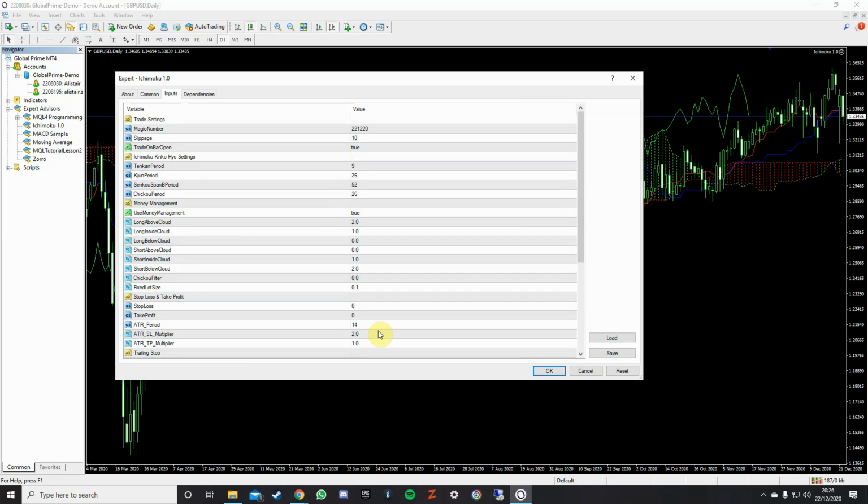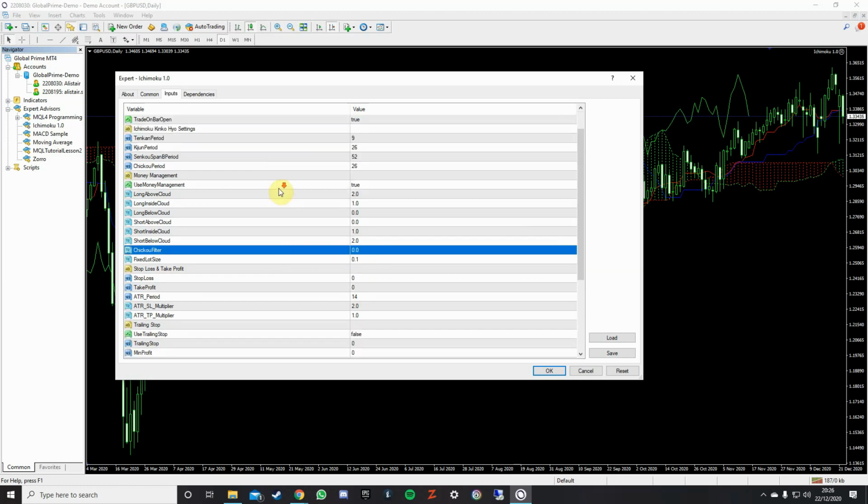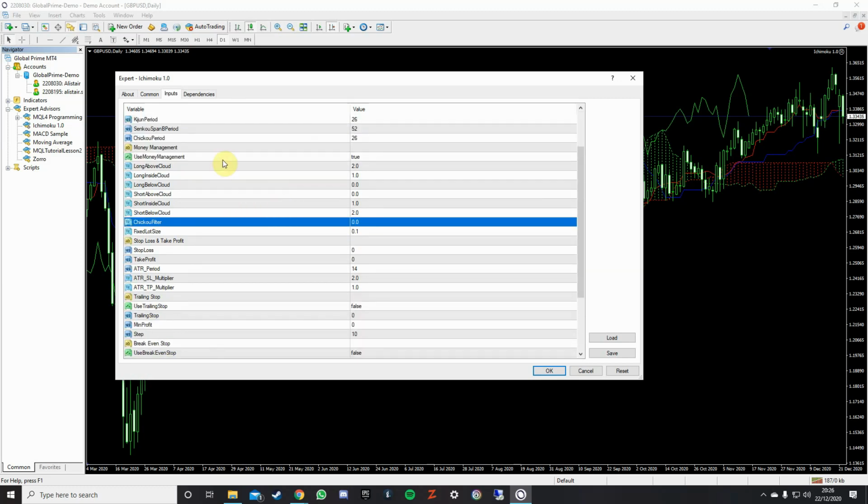So I hope that makes sense. Apologies for getting a little bit confused with the Chiku filter. I'm going to put a few notes in there on the indicator so that's really clear. But you know, the real difference in this EA is in the money management, and that's what I really encourage you to play around with.